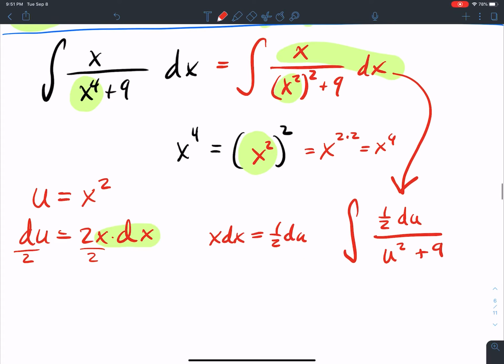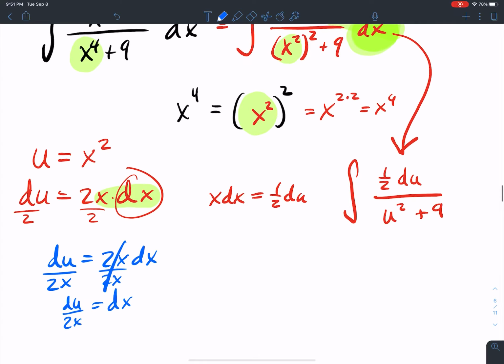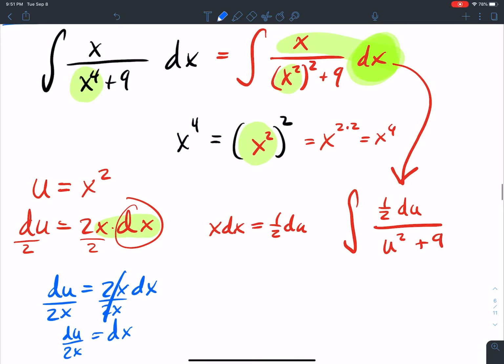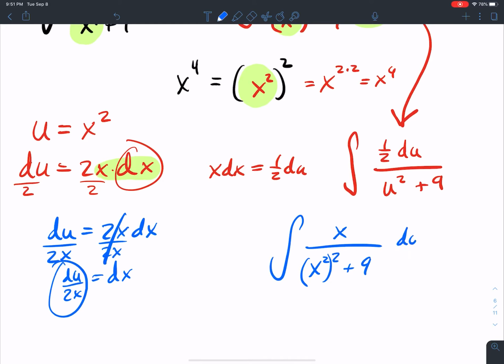The other option would be to solve for the dx. So if you went that route, if you had du equals 2x dx and you just said, hey, look, I want to replace this dx with whatever it is, you could just divide through here. And so you see dx equals du over 2x. And so you would take your integral of x over x squared squared plus 9, and I would replace the dx with du over 2x, okay? And so what happens? The x's cancel here, all right?